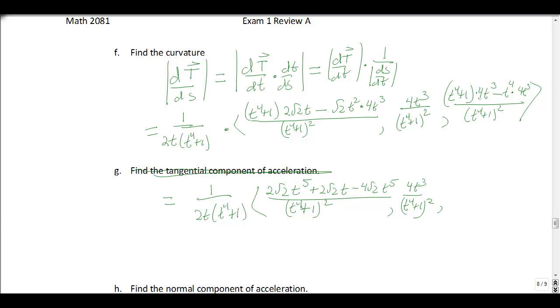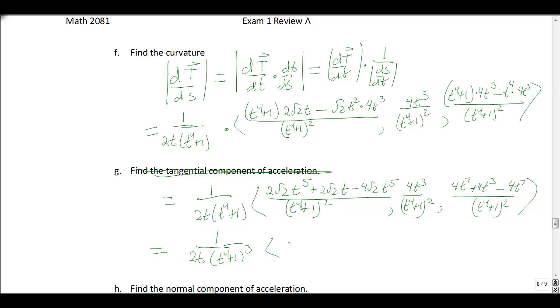I'm going to get 4t to the 7th plus 4t cubed minus 4t to the 7th. So we'll cancel, which is nice. All over t to the 4th plus 1 squared. I can pull out that t to the 4th plus 1 squared. I get 1 over 2t, let's rewrite that. So I get 1 over 2t times t to the 4th plus 1 cubed, pulling out this denominator from each of these.